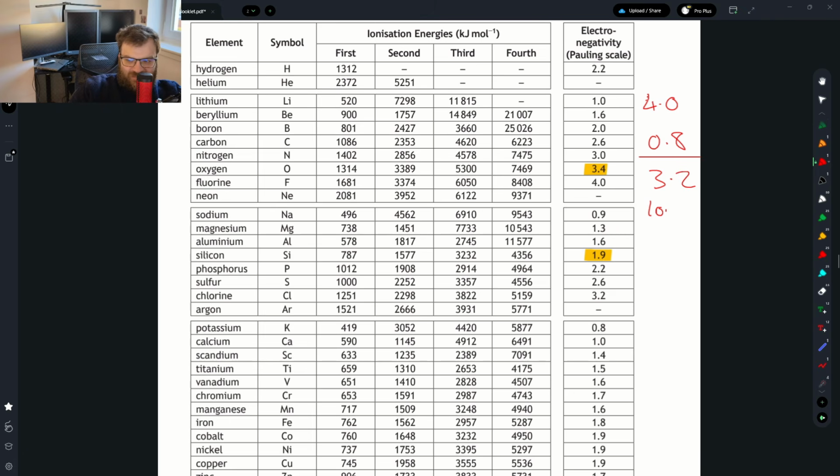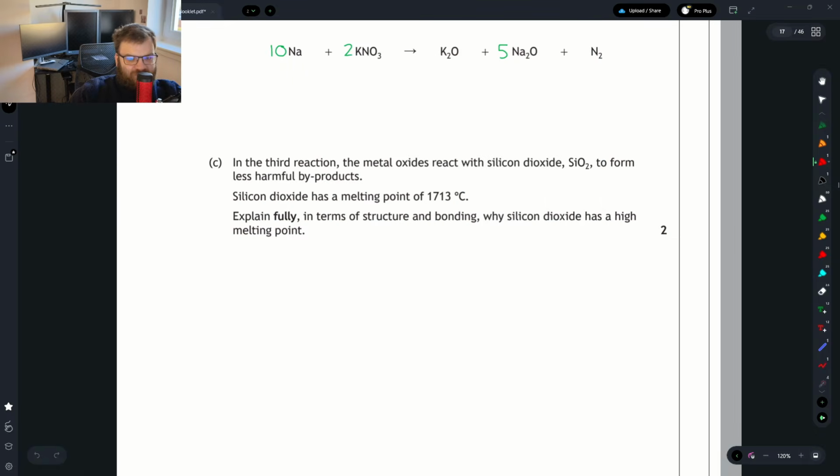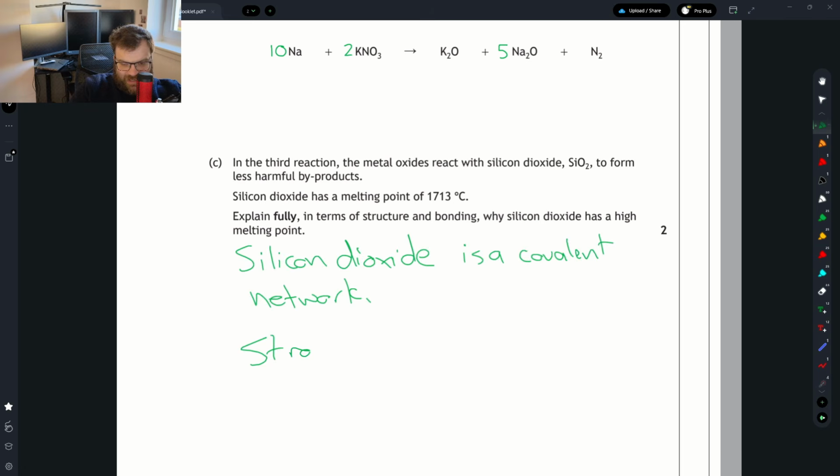This would definitely be an ionic substance. In this one, the difference isn't quite as extreme as that, so it's more likely to be polar covalent. Based on its melting point being high, this makes this likely to be a covalent network. And then the second thing is that strong covalent bonds are broken when you melt a covalent network.